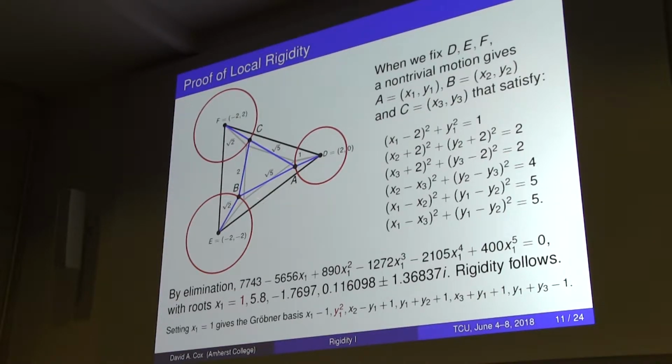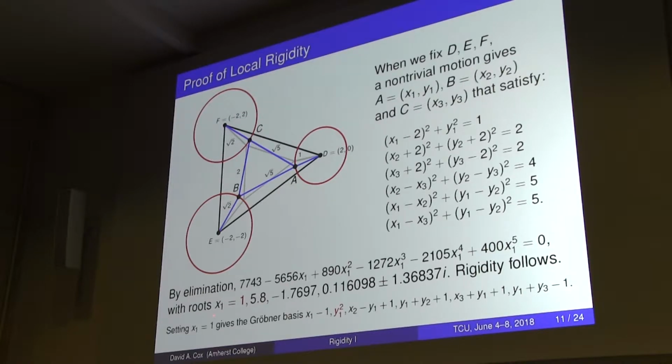Then of course the other thing I have to do is preserve the edge lengths AC, AB, and BC, and that's what the next three equations are. So 6 equations and 6 unknowns. And I just do elimination. I did this in Mathematica, and I got this fifth degree equation.